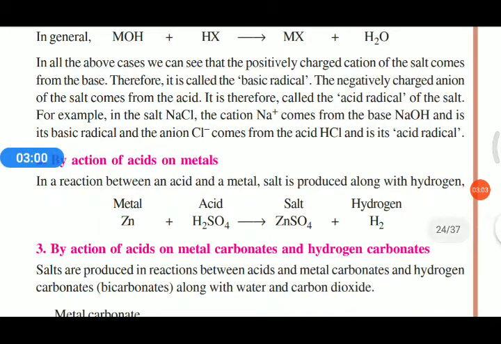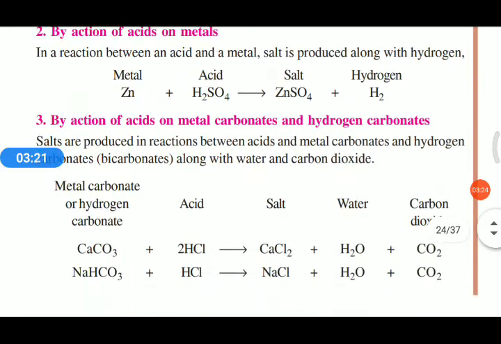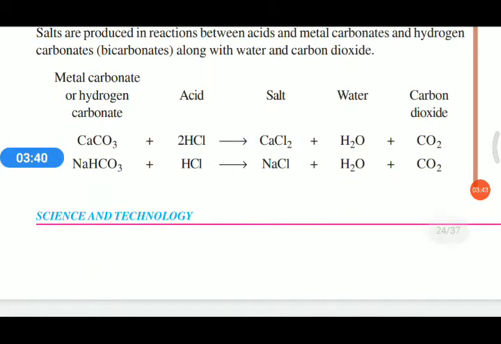By the action of acid on metals: when a metal reacts with an acid, it produces salt and hydrogen gas. For example, zinc reacts with sulfuric acid, H2SO4, and produces zinc sulfate, ZnSO4, plus H2, hydrogen gas. Another reaction we already discussed: when acid reacts with metal carbonate or metal hydrogen carbonate, it also produces salt, water and carbon dioxide. These are the main chemical reactions of acid and base to produce salt and water, and acid and other materials to produce salt and water.